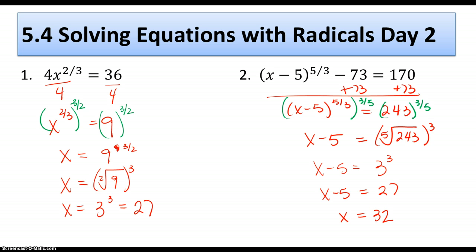So working with exponents, rational exponents, is really easy. Again, raise both sides to the reciprocal power, but first we need to make sure that we isolate that term or that quantity. Okay, at this moment you are done with this video.